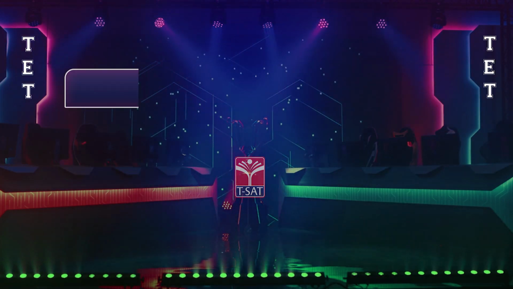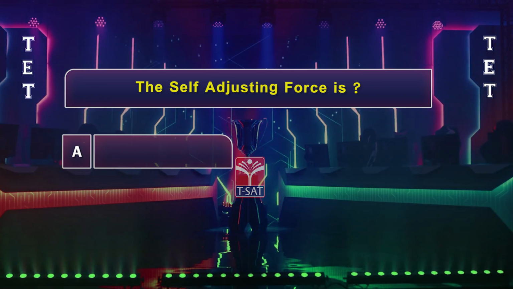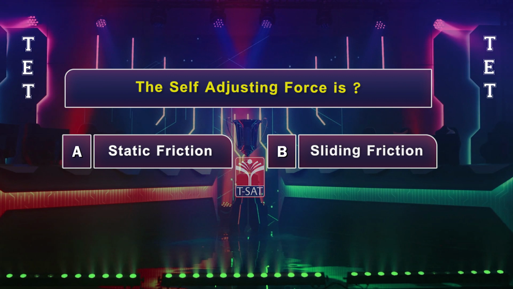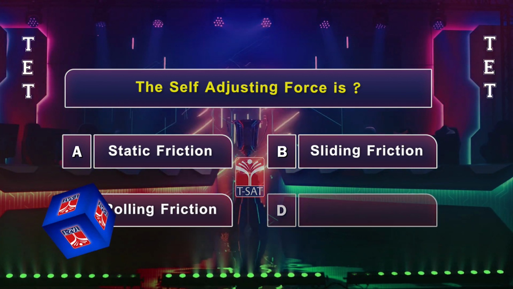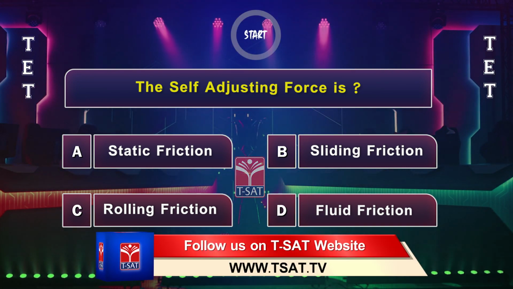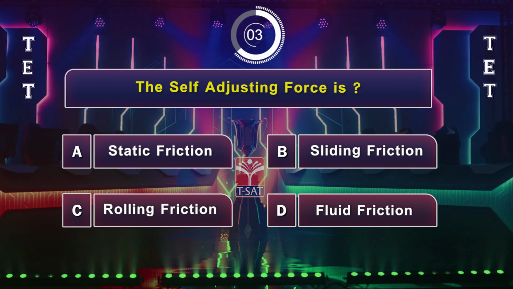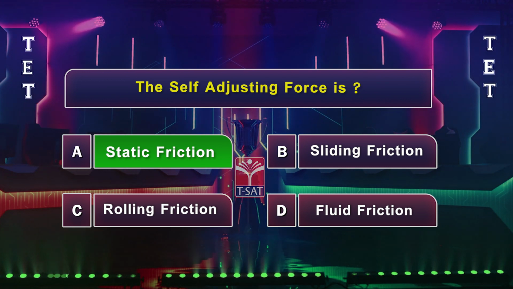14th question. The self-adjusting force is option A, static friction. Option B, sliding friction. Option C, rolling friction. Option D, fluid friction. Your time starts now. The correct answer is option A, static friction.